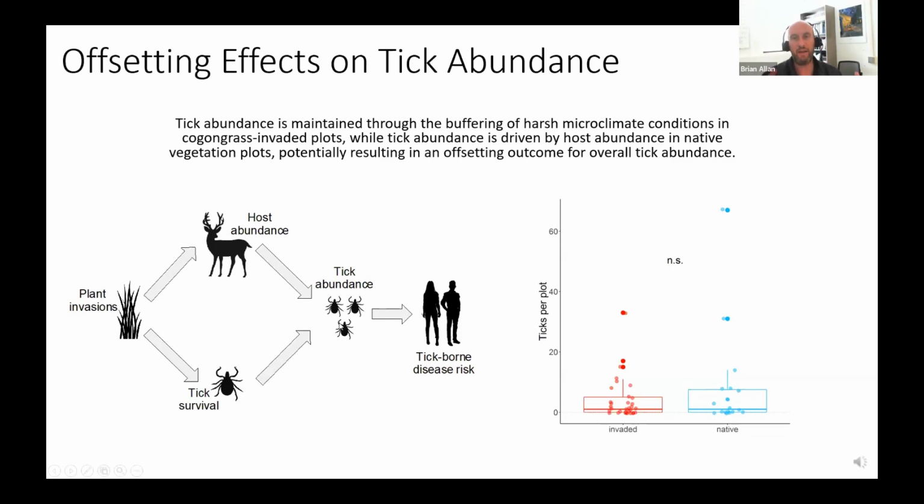And as a result, the magnitude of these two changes are about the same, and they seem to offset each other. And so you see about the same amount of ticks in native and invaded sites, not because Kogan grass isn't changing things, but because it's changing two things in opposite directions. There's more hosts in the native vegetation, which is likely the main driver of tick abundance in native vegetation. There's more tick survival in the invaded sites, which is likely the main driver of tick abundance in the invaded sites.